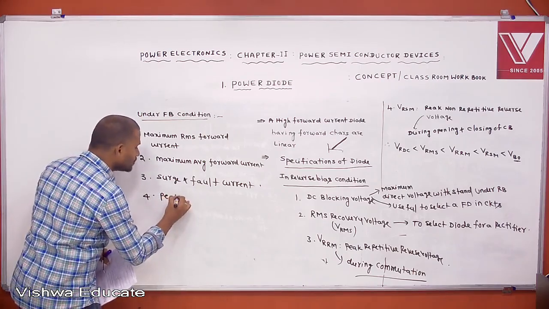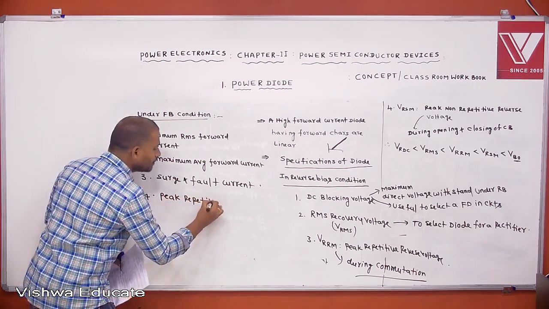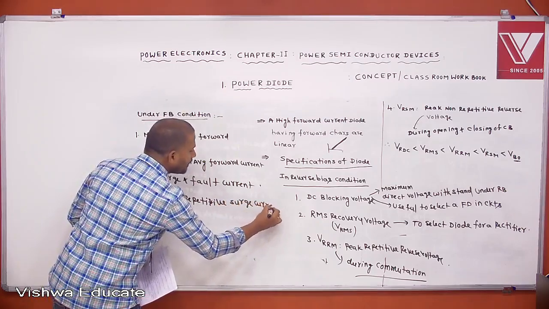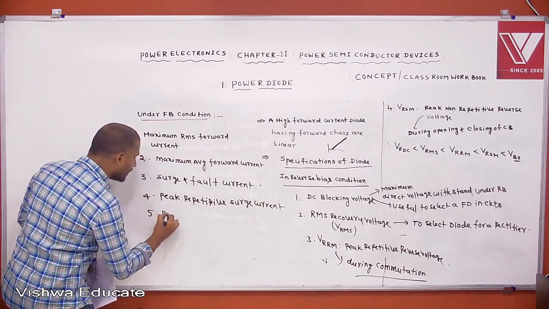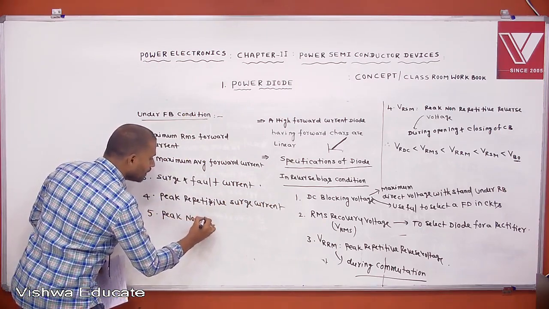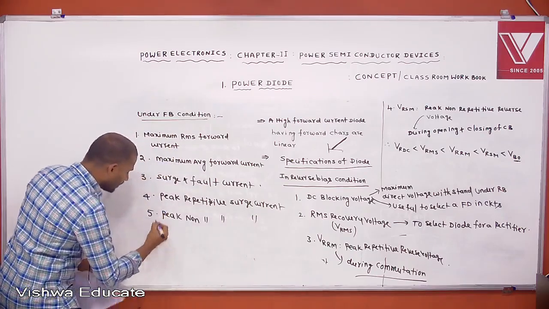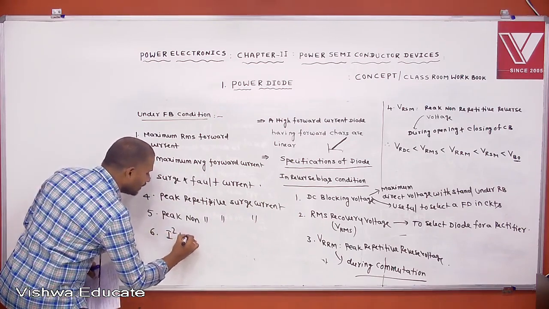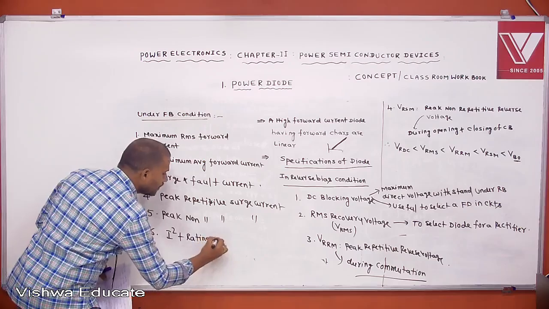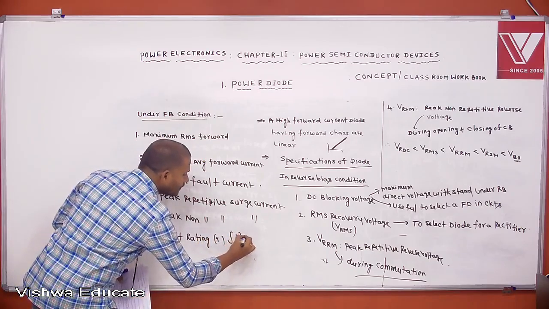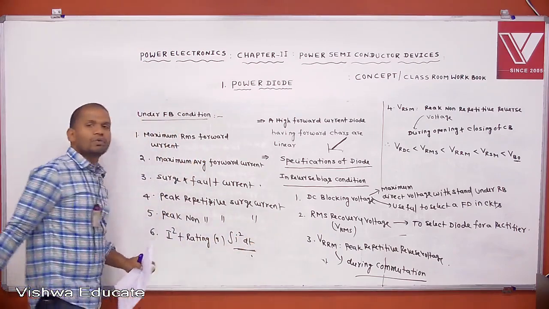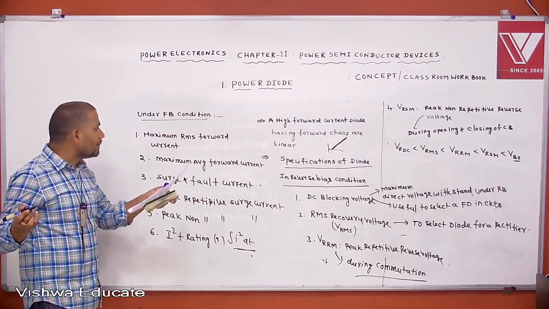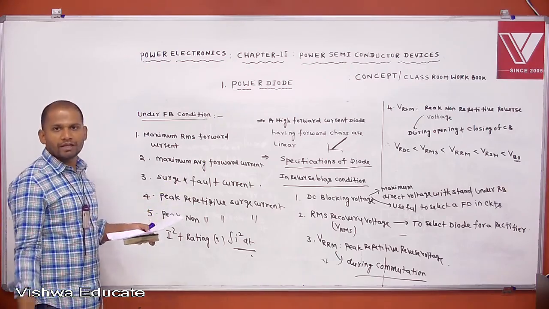Peak repetitive surge current. Then peak non-repetitive surge current. The sixth one is the I square T rating, or integral of current squared. Okay. These are the different current ratings mentioned under the specifications of the forward bias condition of a diode.